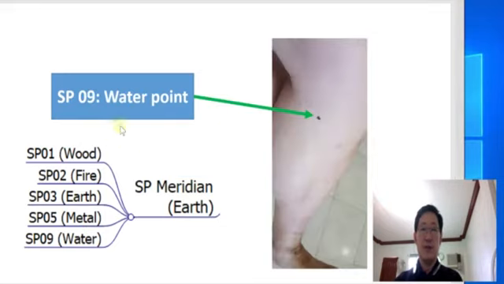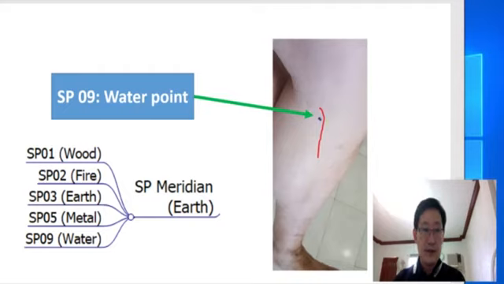The last element point of the spleen is SP09, the water point here. How to find this point? Looks like that. Here's the bone. The bone is curved. Also, you get the bone head like that. So this is the curve of the bone. At the curve, you can find the shallow point. That is the water point of the spleen.